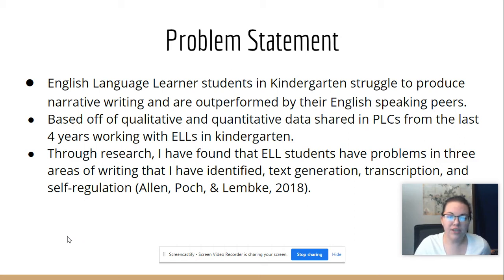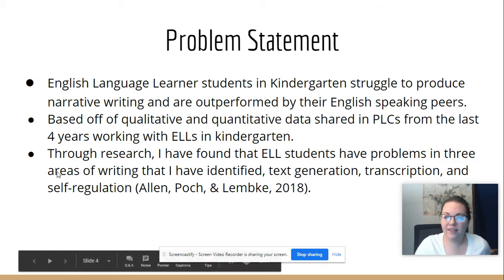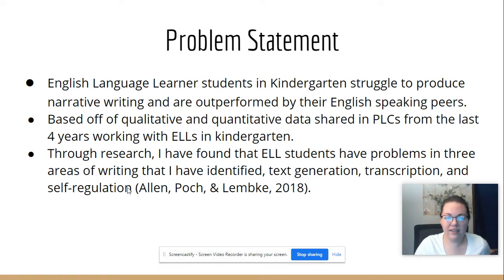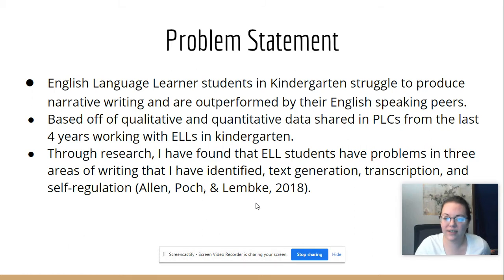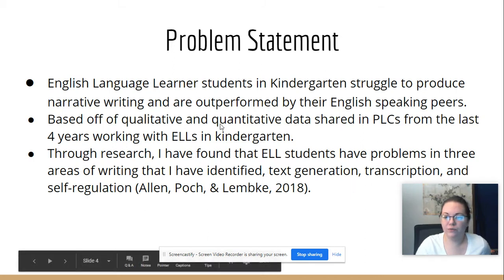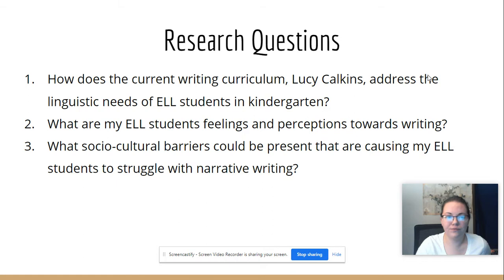So through research, I found that ELL students have problems in writing in 3 areas that have been identified by Allen, Pock, and Lemke from 2018. They've identified text generation, so thinking of what to say, putting it on the paper, transcription, and self-regulation. And so I've incorporated those 3 skills into my action research.